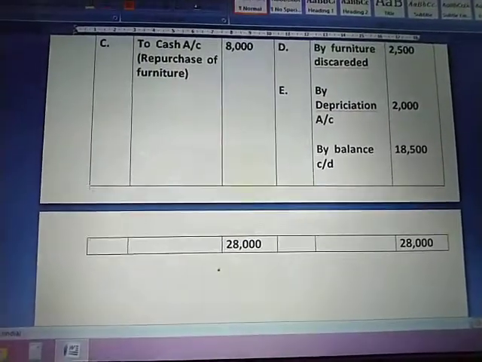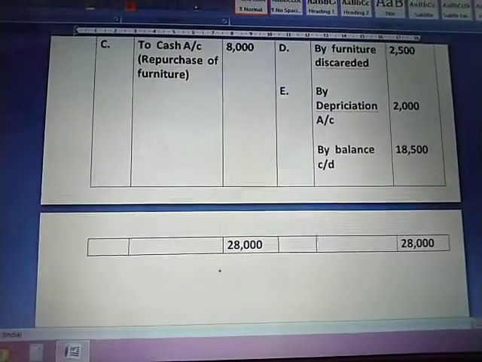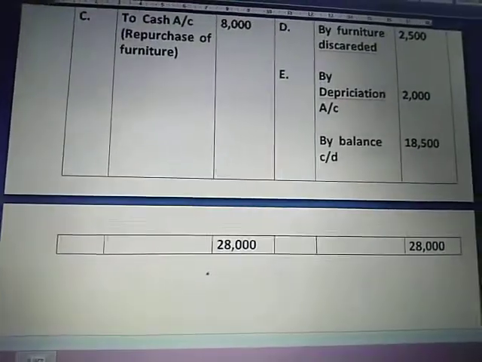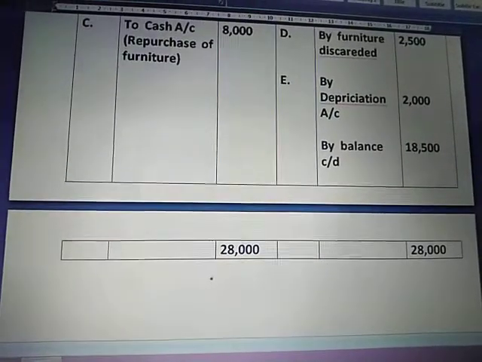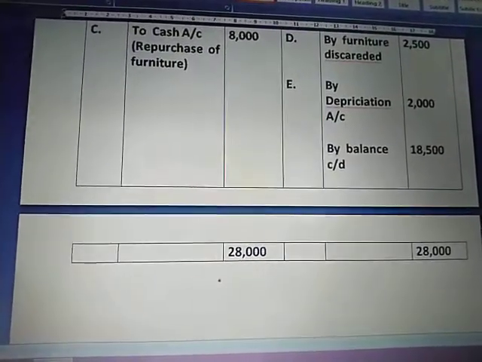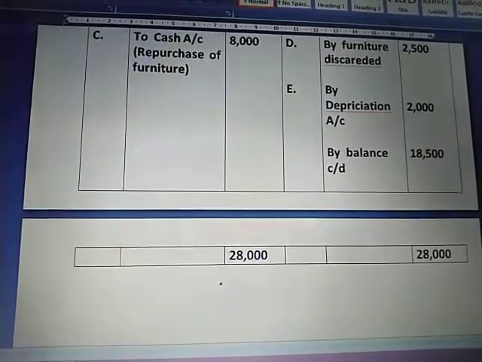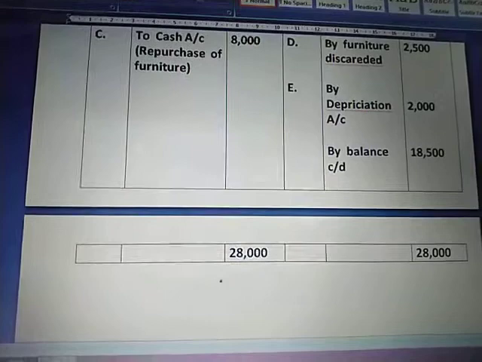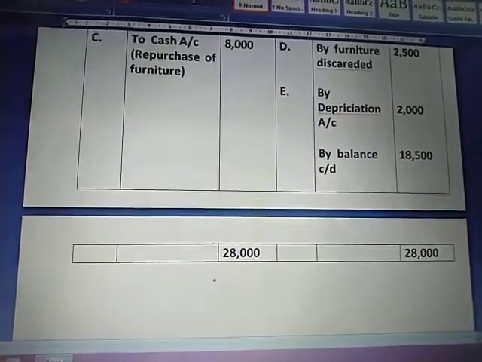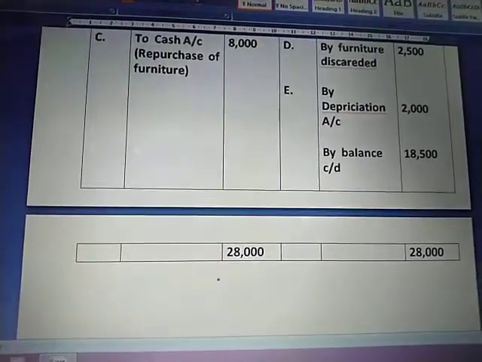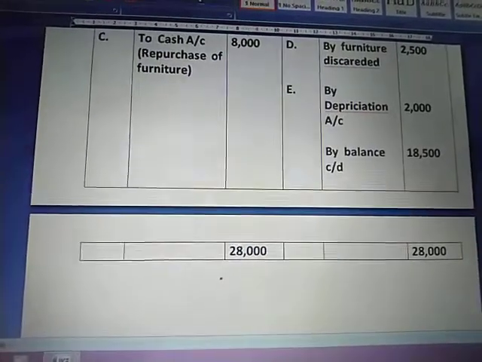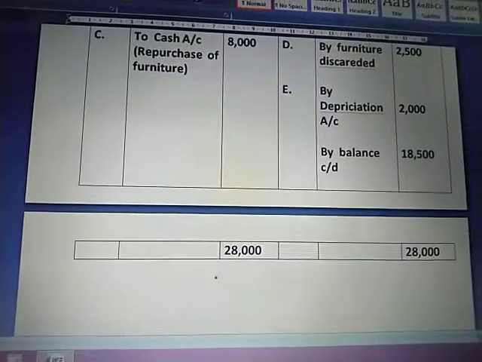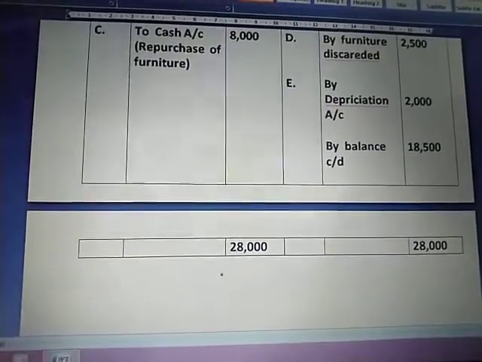Always remember, when you are ending the ledger account, like here I have written 28,000 on both sides, you have to close this ledger account by drawing a double line. I have not drawn a double line below 28,000 here, but please remember that you have to do it. Just one more line will be drawn below 28,000. That means the account is closed. Double line means the account is closed and balanced. Okay, so I hope this is clear to you.